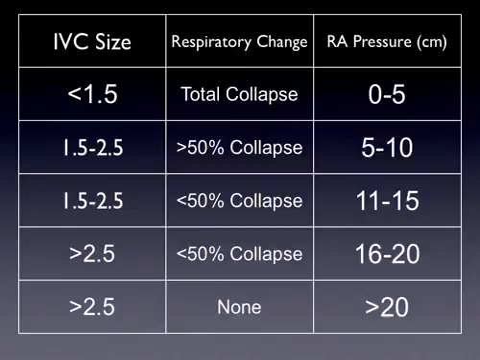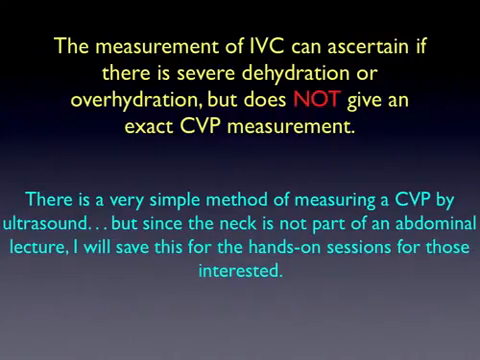And we also look at how much it collapses. If it collapses greater than 50% with respiratory variation, the patient is dehydrated. So the measurement of the IVC can ascertain if there's severe dehydration or overhydration, but it really doesn't give an exact CVP measurement. There is a way that I can show you on the hands-on, if you'd like, if we have time, how to measure a CVP by ultrasound, but we'll save this since it's not part of the abdominal lecture.